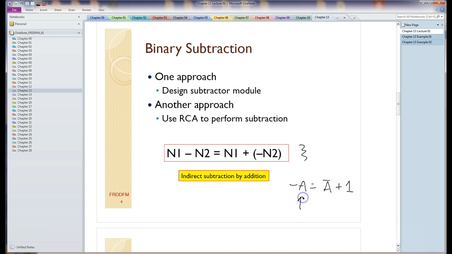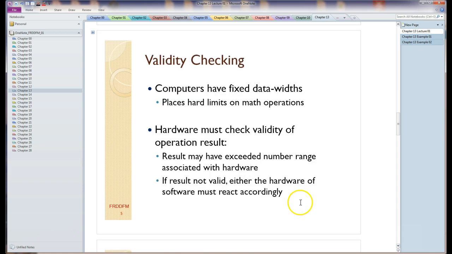Okay, so A could be a bus on this thing. So the idea here is we're essentially going to change the sign of it, then add it, and that's going to be equivalent to subtraction. That's how we're going to handle subtraction in this course. We're not going to necessarily design a subtractor module.